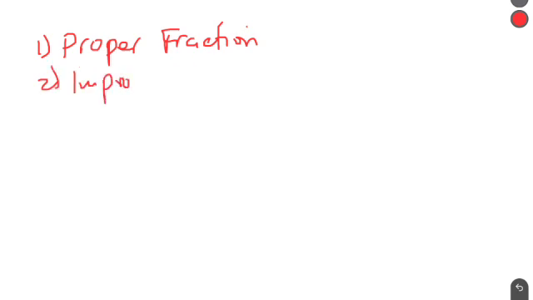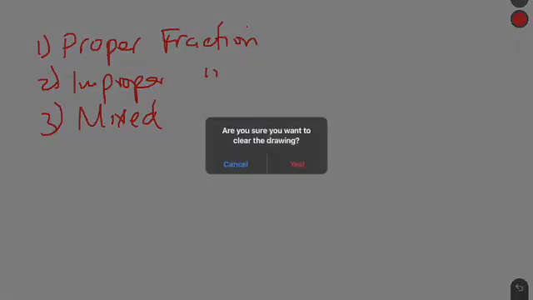So this scenario is for all three of the fraction types that we talked about in that video. It applies to proper fractions, it applies to improper fractions, and then it also applies to mixed fractions or mixed numbers. Okay, so we'll go through all of those three different scenarios. The first one that we're going to look at is a proper fraction.